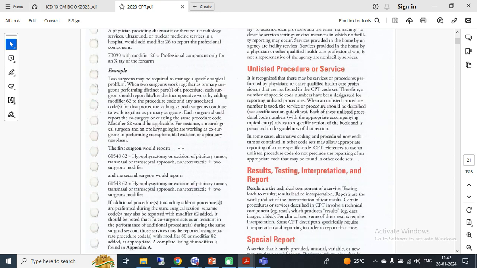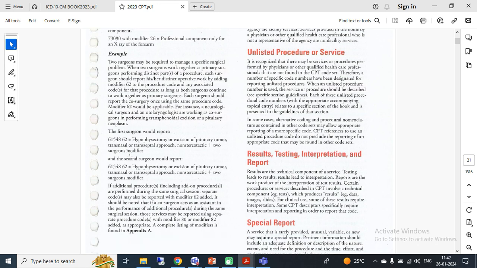For example, if you see here multiple surgeon modifier. If you don't know why we use modifier 62, and if you are familiar with your CPT book, you can write easily. We use modifier 62 for multiple surgeons, so first surgeon and second surgeon.